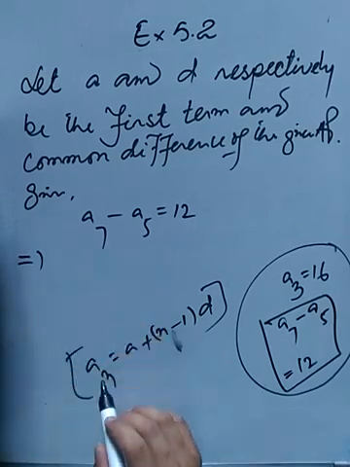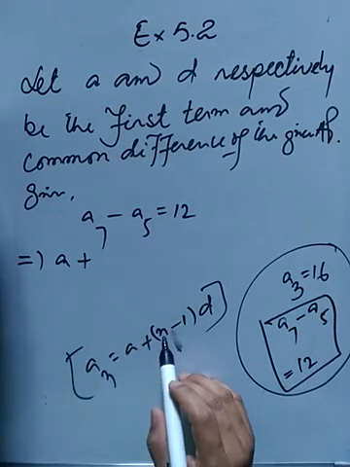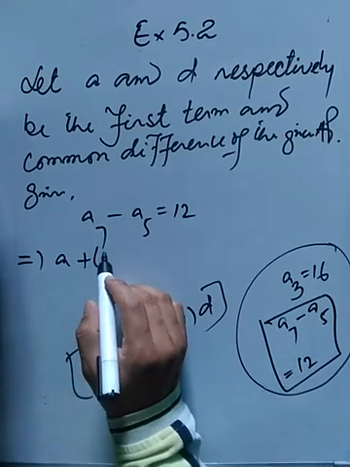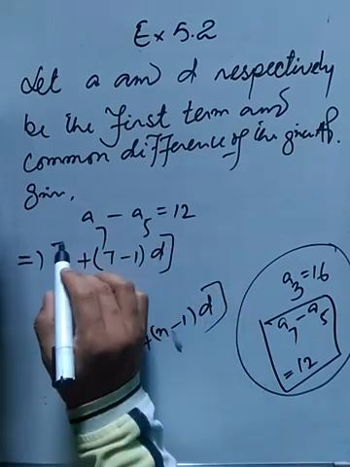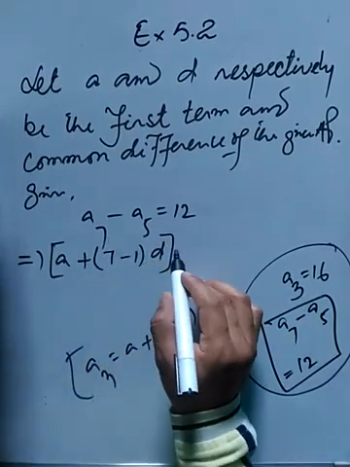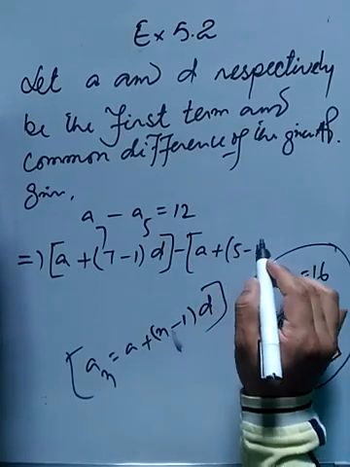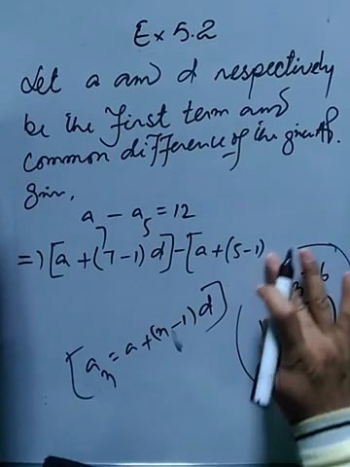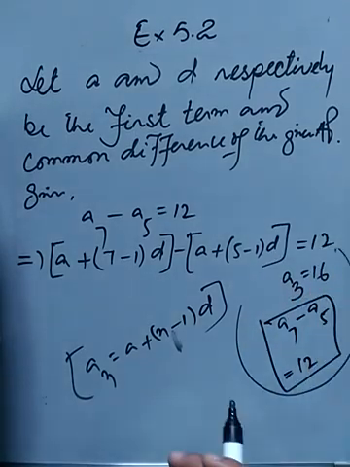So the first term is a, plus for the a7 the value of n will be 7, so (7 minus 1) d. This minus, let me just close the bracket, minus a plus (5 minus 1) whole d. We get here 12.